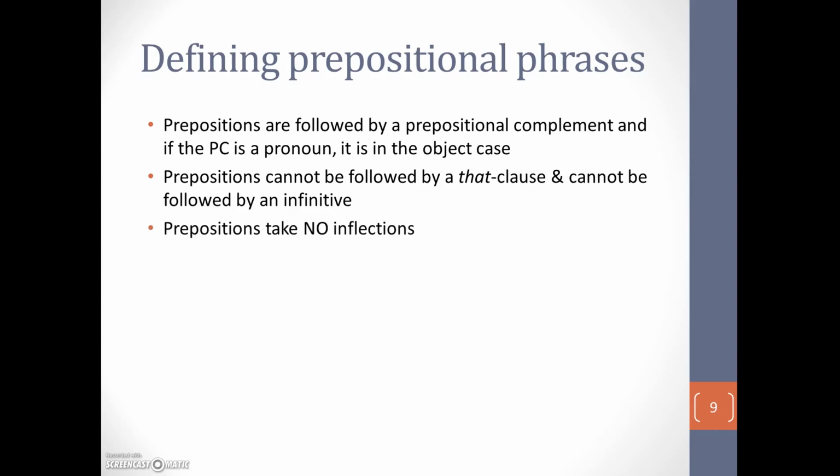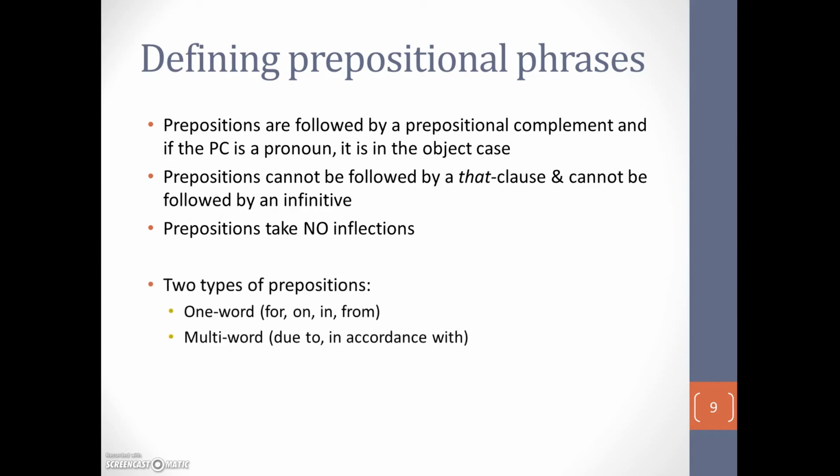Now, with regard to morphology, we know that prepositions take no inflections. So you can't add little bits to them. They are basically the way they are. And we have two types of prepositions. We have the ones that are one word, or simple prepositions. They consist of just one word: for, on, in, from. And then we have the complex prepositions, or multi-word prepositions, that consist of more than one.